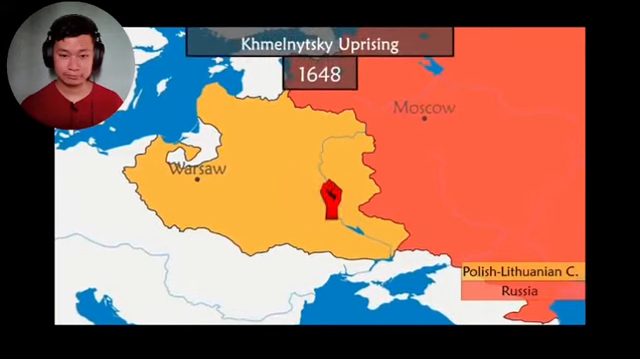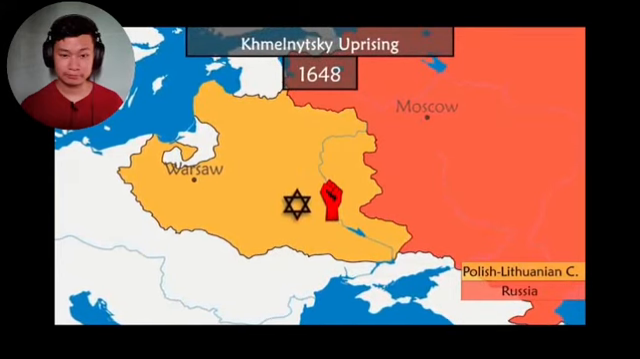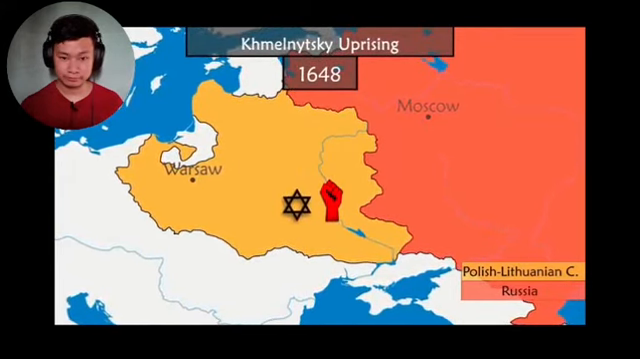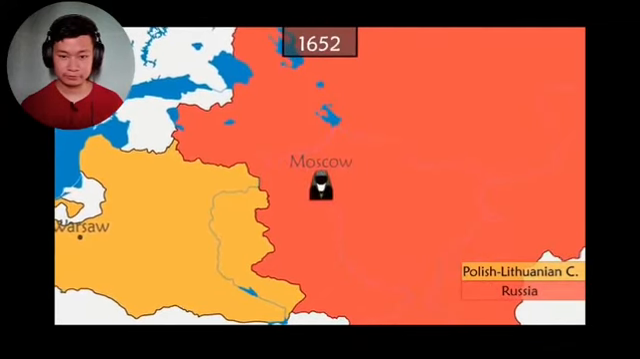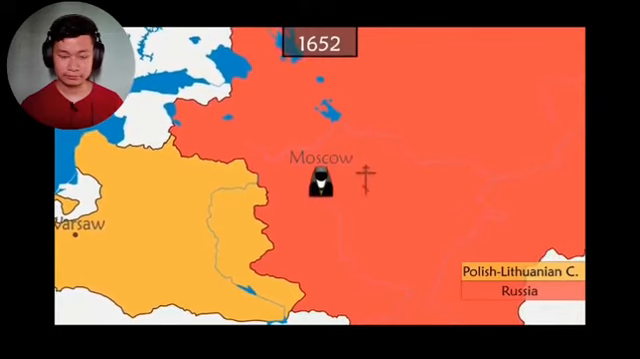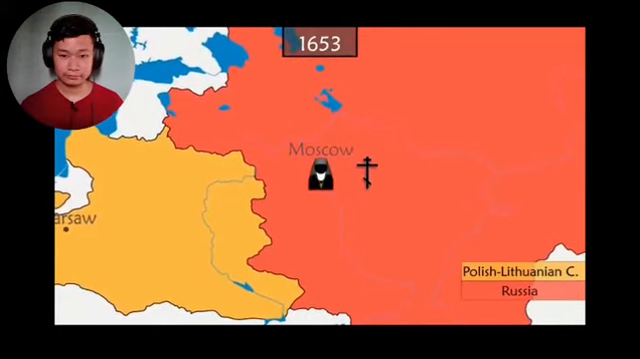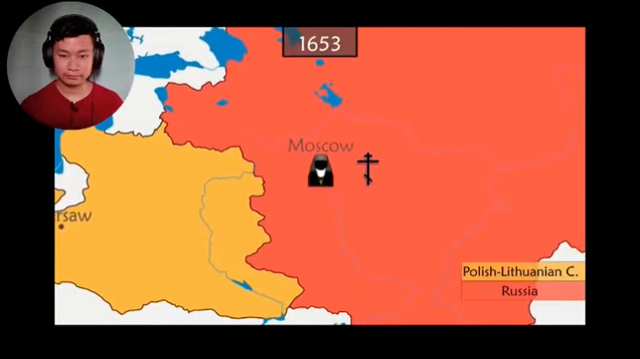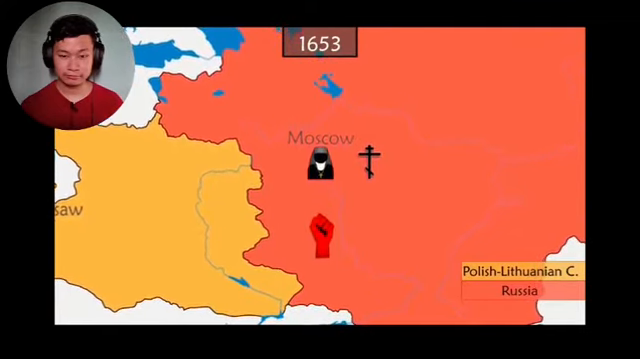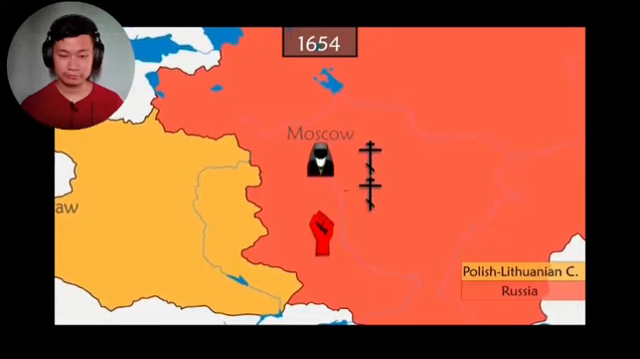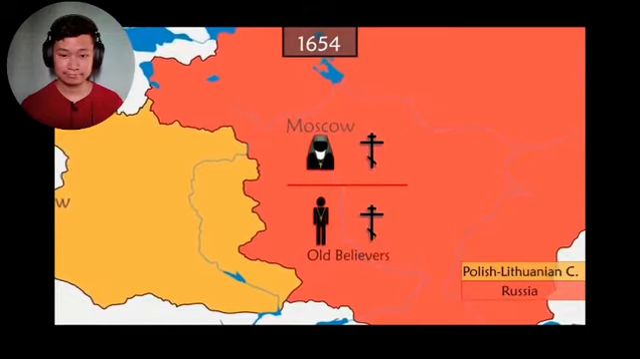An armed revolt breaks out, attacking the Polish as well as the Jews, who are massacred because they were in charge of collecting taxes. In Moscow, Patriarch Nikon, the highest representative of the Orthodox Church in the country, wants to reform the church and return to the original Byzantine texts. But many Orthodox refuse to abandon the Russian tradition and distance themselves from the church, causing a schism. The Old Believers will gradually be suppressed.